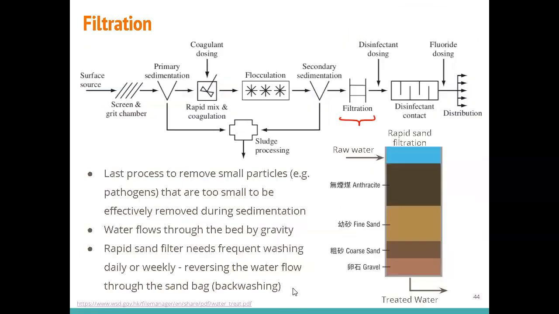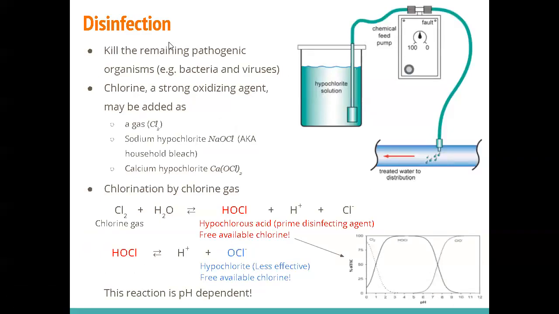Okay, so the next part in this graph is disinfection. This part is supposed to deal with the biology, the microorganisms inside. We need to kill the pathogenic organisms, bacteria, and viruses. Sometimes we supply chlorine, which is something you can smell in a swimming pool. We sometimes add chlorine as a gas to the water that we want to treat. So you have water here, you add chlorine gas, and you will get HOCl. This is the major, or prime, disinfecting agent, and it's supposed to kill the microorganisms.